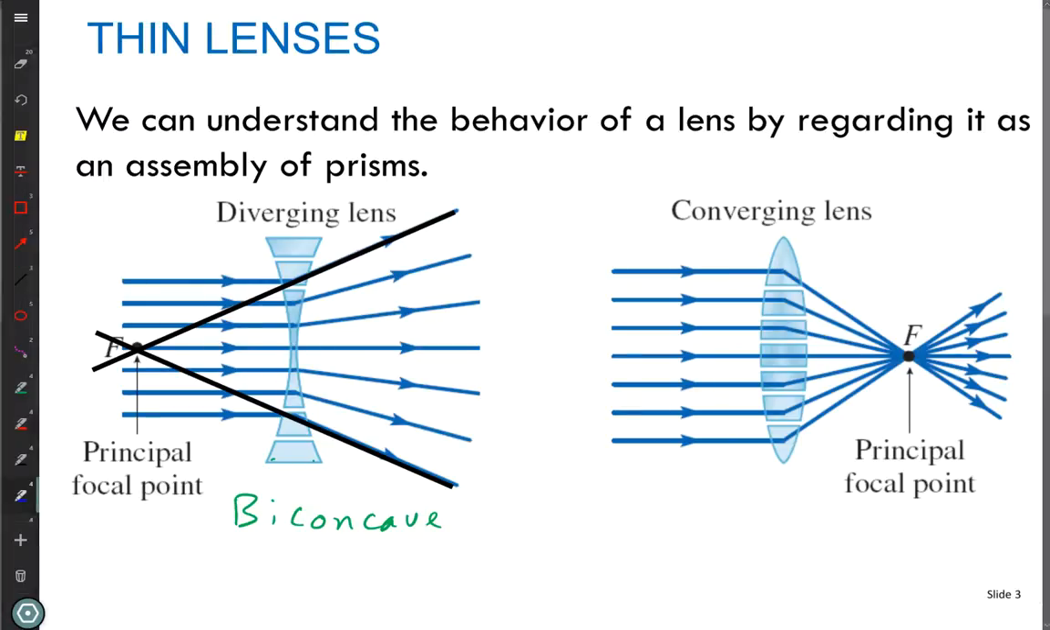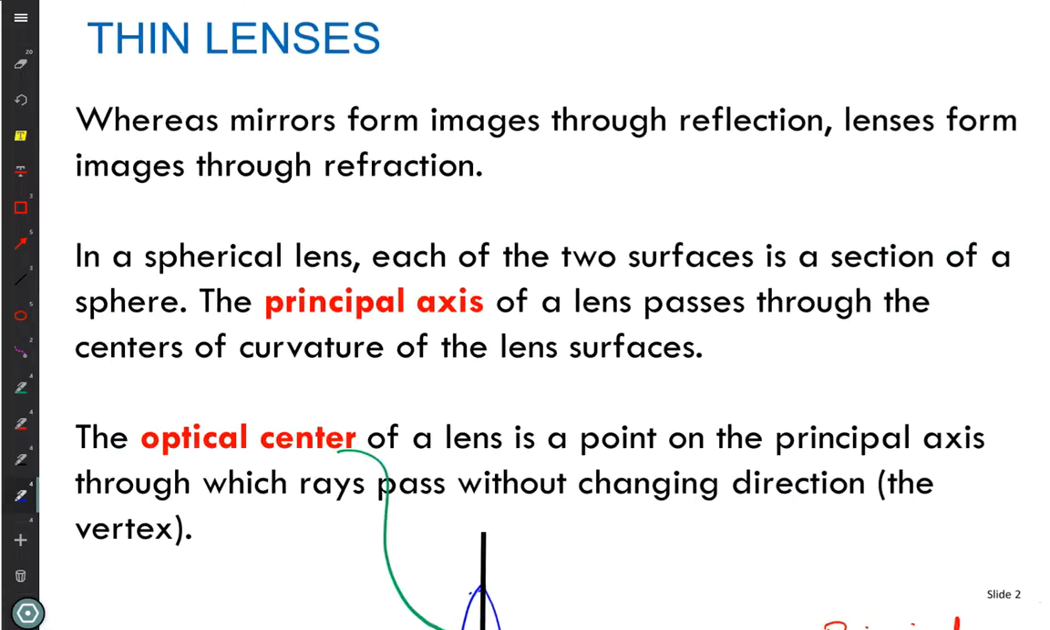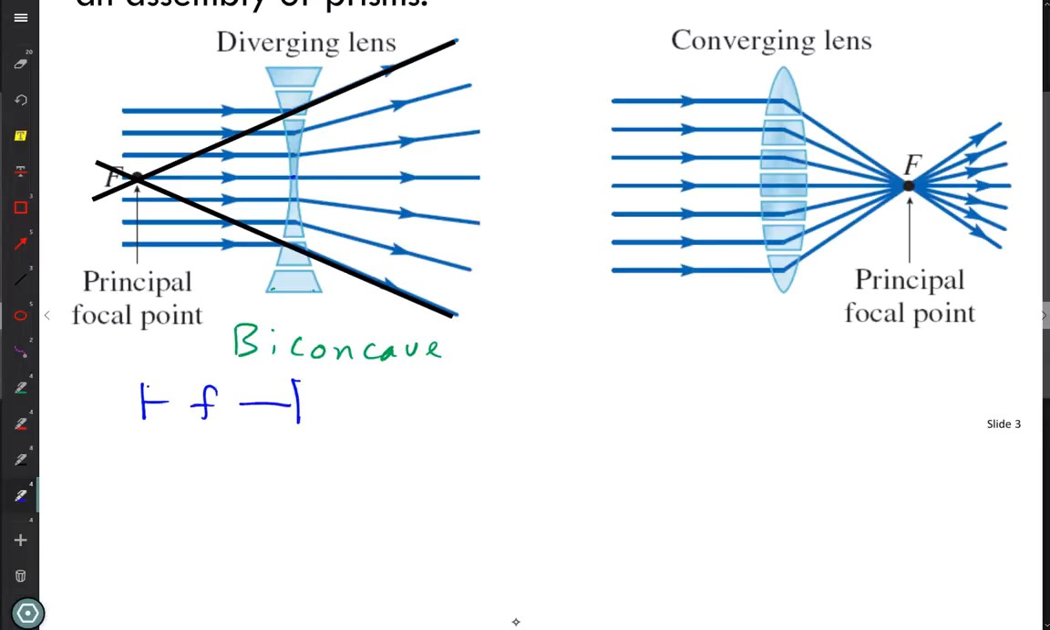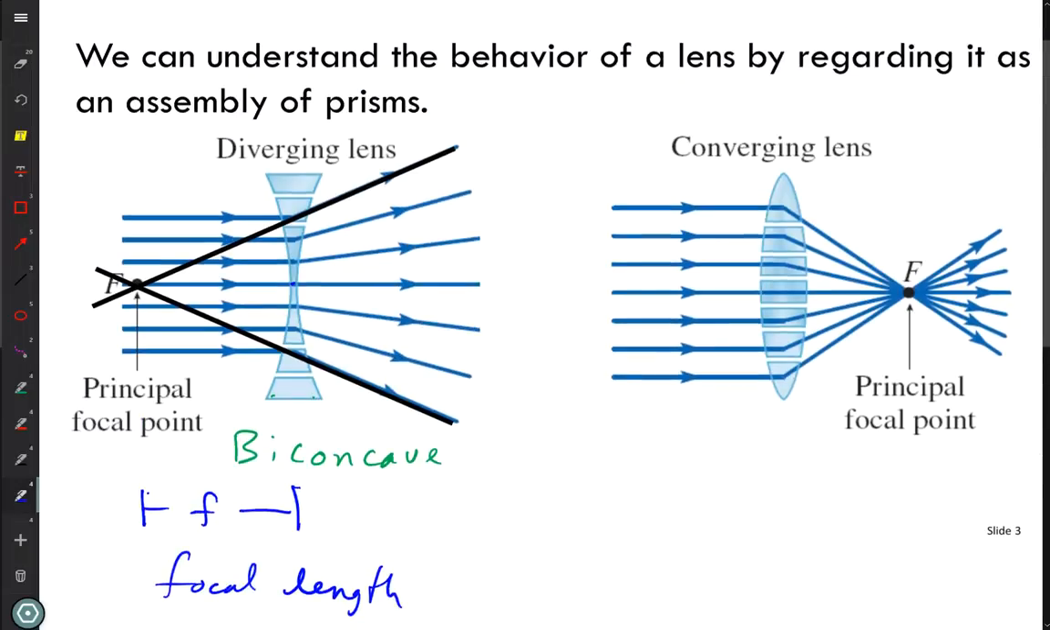So we have the focal point F is where parallel rays meet. And then we talk about the focal distance being the distance from the center point. What do we call the center point? Optical center. The distance from the optical center to the focal point, that's the focal length. And we use a lowercase f for the focal length. So that was for the diverging lens.